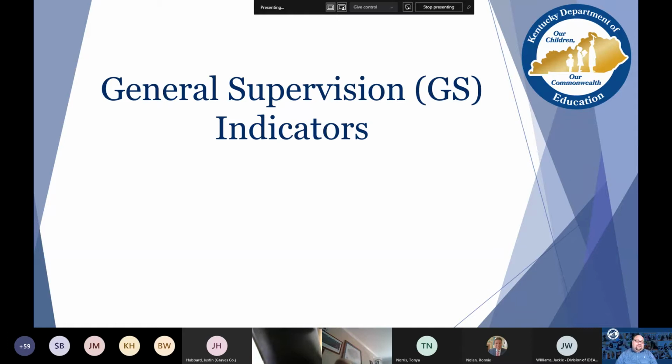We're not hiding anything. We're not veiling anything. And this is all at the direction of the federal government. This is not KDE making a decision to come into your district because we want to. This is because we have that general supervision responsibility that we have to complete.